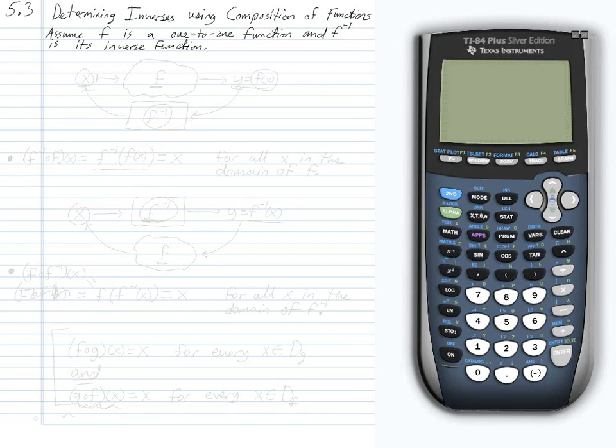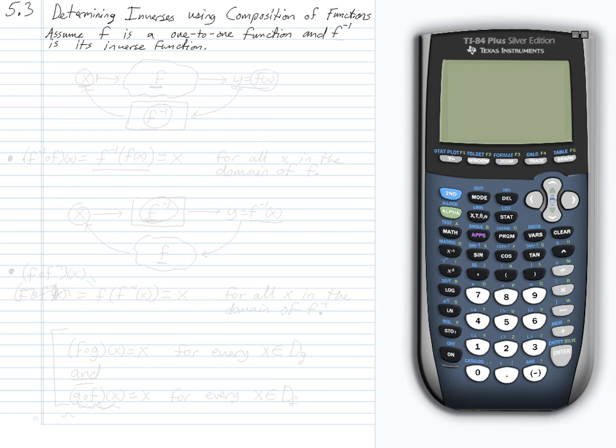Welcome to the video lecture for section 5.3, determining inverses using composition of functions. As we saw in the previous two sections, we can use composition of functions to run an input through one function and then run the result through another. And back in 5.1, we saw that an inverse function undoes whatever a function, a one-to-one function, originally did.